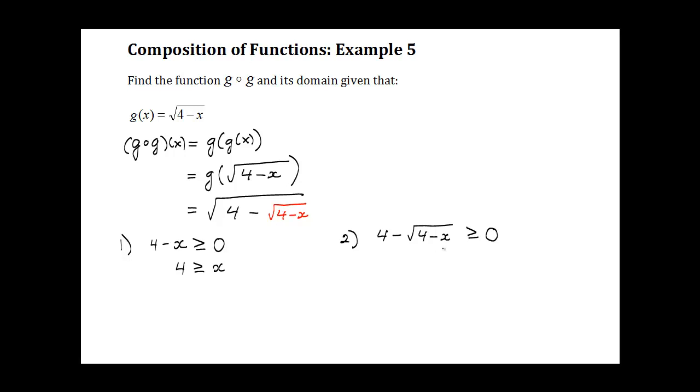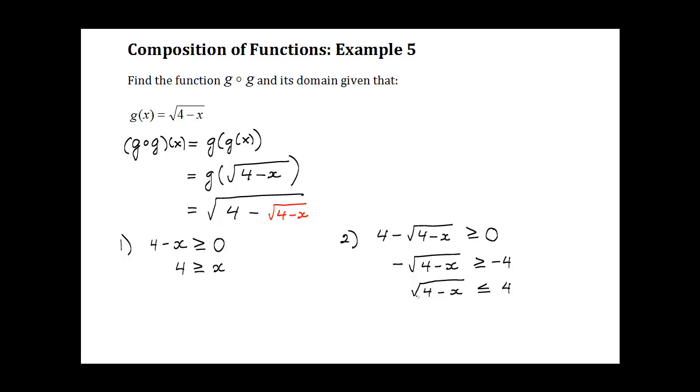So now we have to isolate for x here. So the first thing I'm going to do is bring this 4 to the other side of the inequality. And we get the following. Negative root 4 minus x has to be greater than or equal to negative 4. Now I'm going to divide both sides by negative 1. And in doing so, I have to flip the direction of the inequality. So now I have this. The square root of 4 minus x is less than or equal to 4.